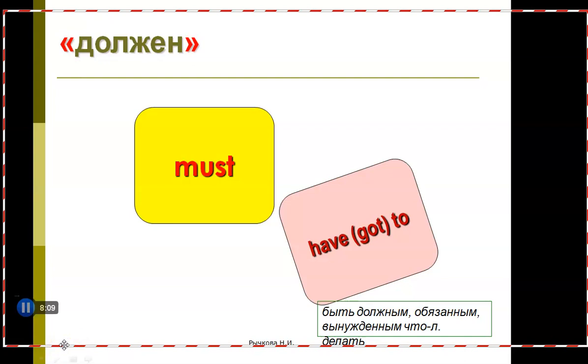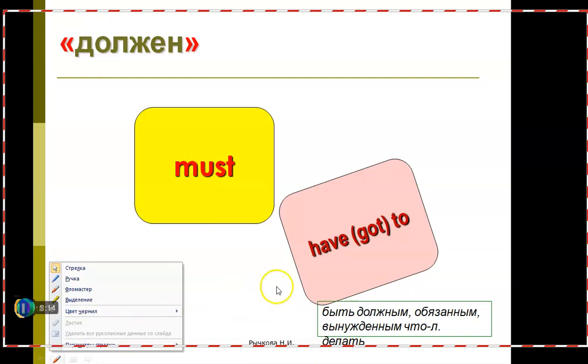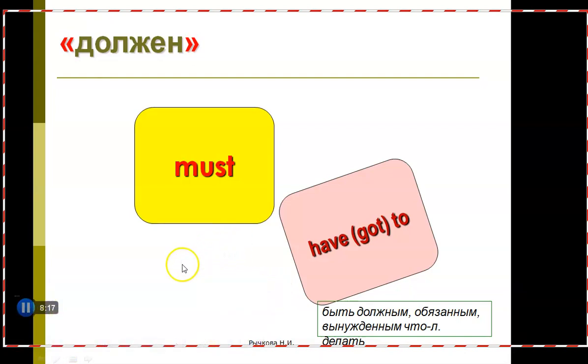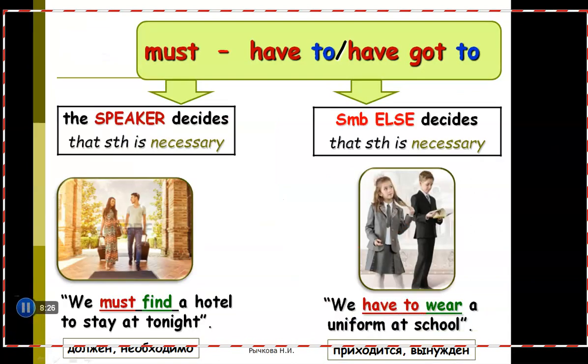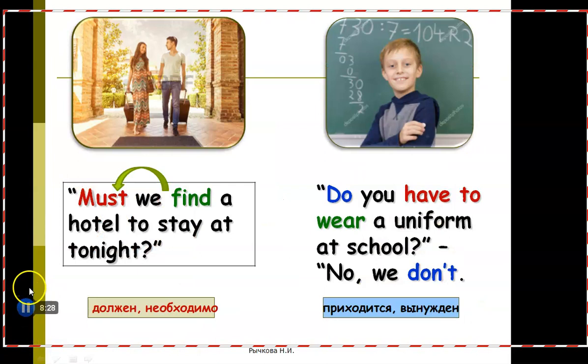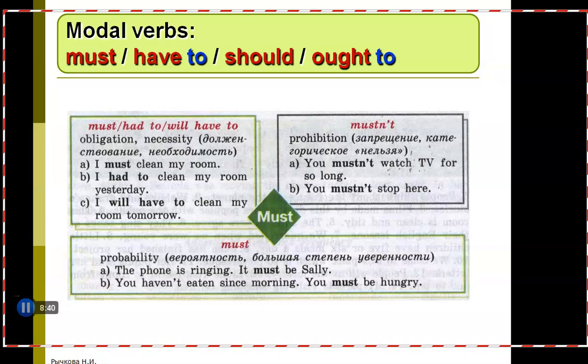Must, mustn't. Must, have got to. Быть должным, обязанным, вынужденным. Must we find a hotel to stay at tonight? Должен, необходимо. Do you have to wear uniform at school? No, we don't. Modal verbs: must, have to, should, ought to.